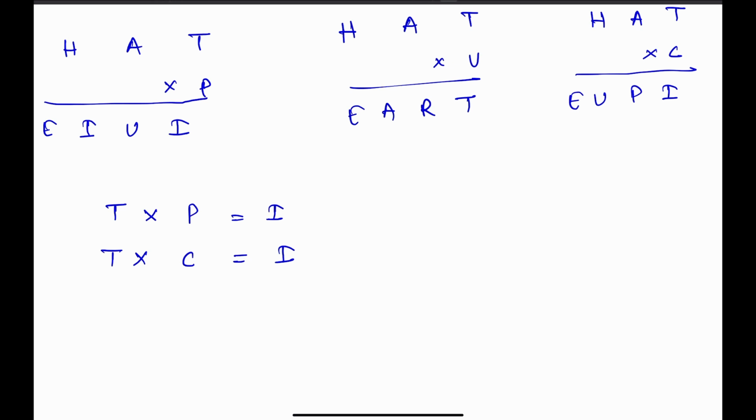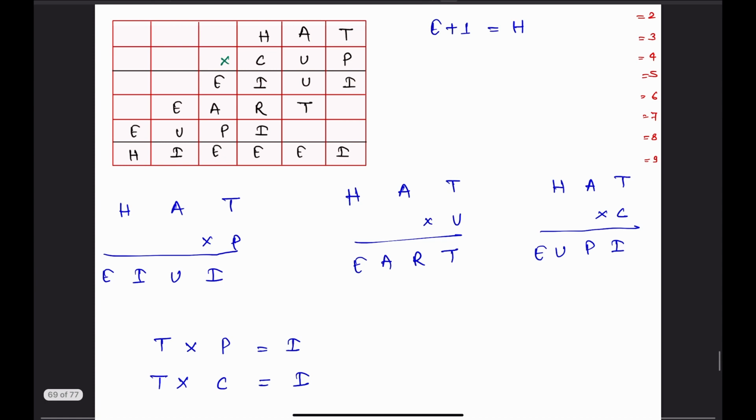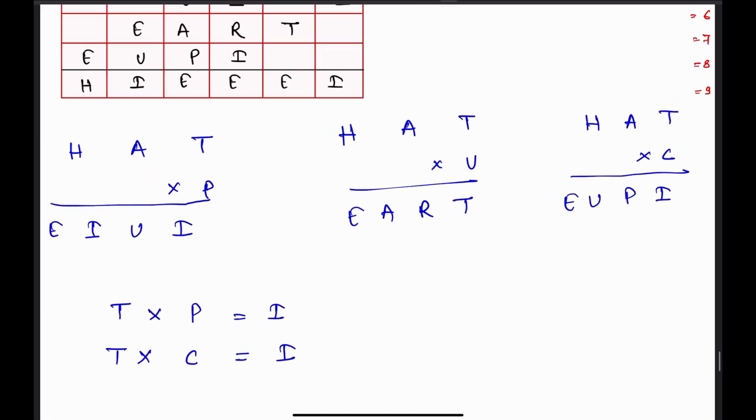Which I cannot say for sure that this is the one. And this is a fixed one, but what else? Then A is multiplied with P, I'm getting U. And then H is multiplied with P, I'm getting E and I again. Okay. H is multiplied with U, I'm getting EA.